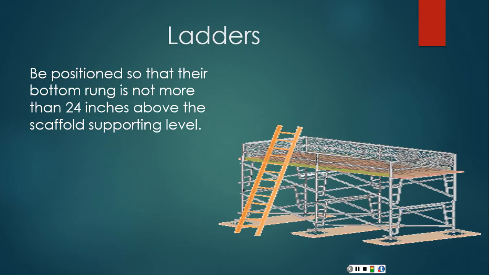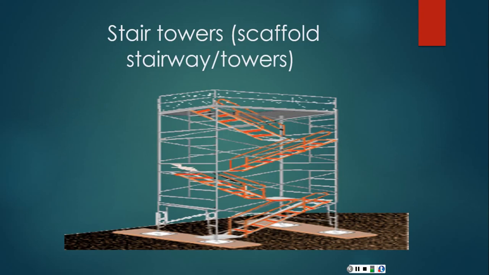Ladders. As you can see in this picture, there's a ladder on the scaffold. It must be positioned so that the bottom rung of the ladder is not more than 24 inches above the scaffold supporting level. This is a stair tower or scaffold stairway tower. You can see in the scaffold there's a means of access through the stair towers.